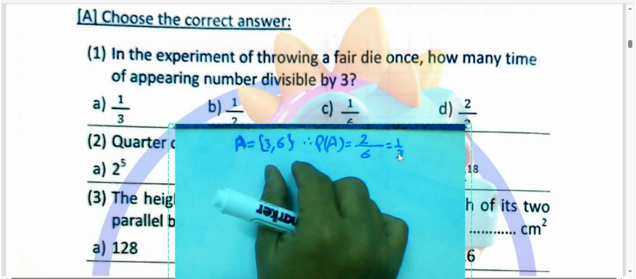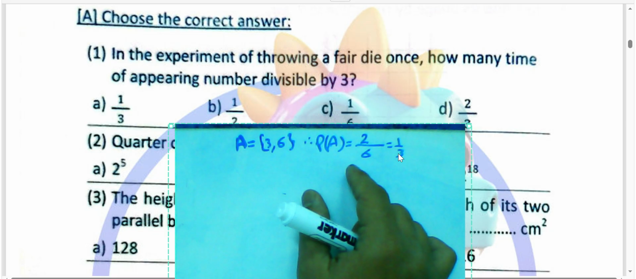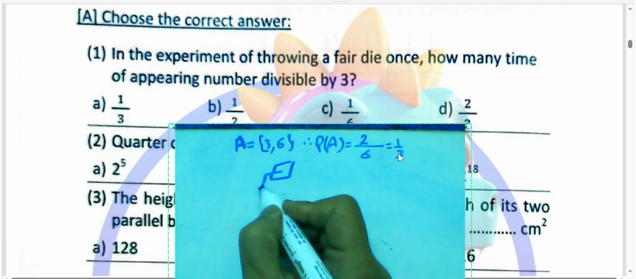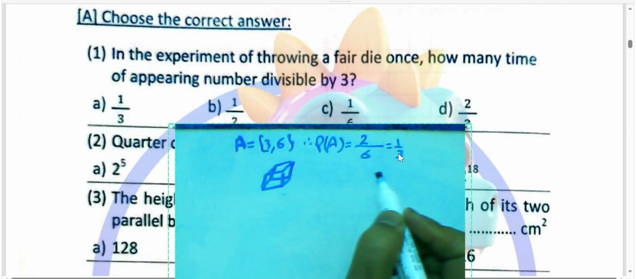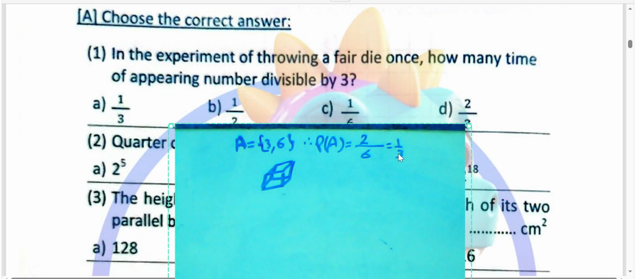يعني بيجيب النمبرز divisible by 3, 3 and 6، تعمل count when divided by the total number of the die. عارفين طبعا die here from 1 to 6. Then we have 2 digits from 6 digits. 2 over 6 will be 1 over 3. Choose letter A.